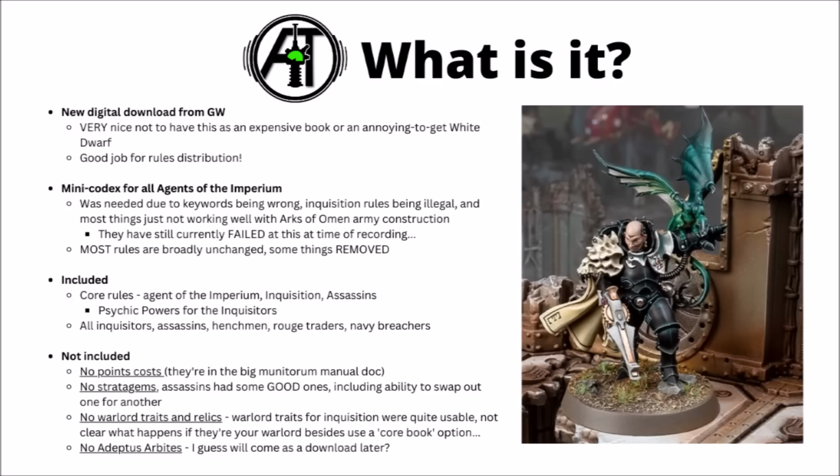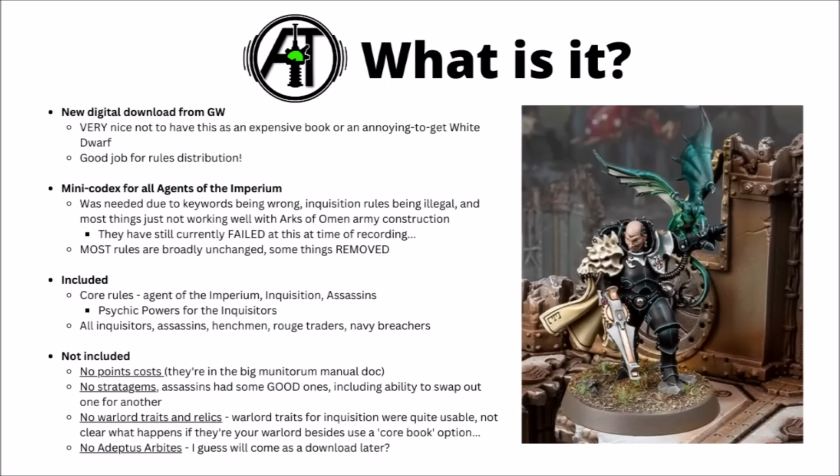Perhaps what's more conspicuous in this one though is what rules aren't included. There's no points cost, which is kind of understandable. You get those from the Munitorum Field Manual, and all of those are included there. The Assassins did go down to 90 points each in that one. Perhaps more sad though is that there's no stratagems.